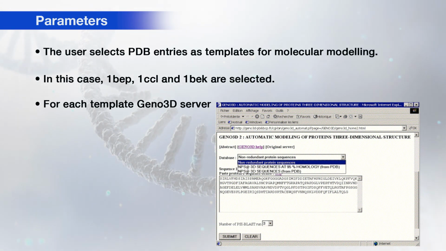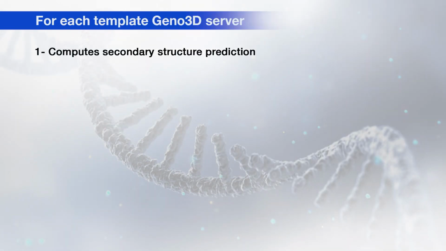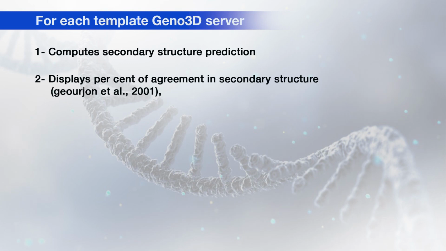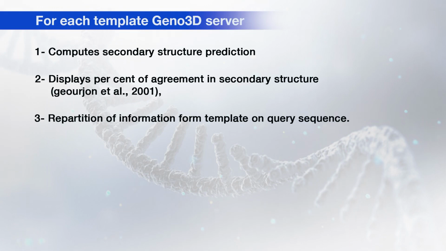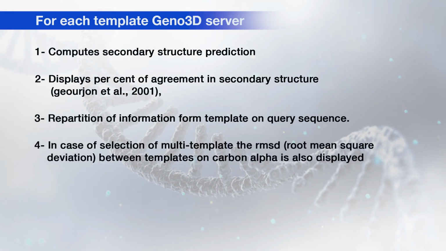For each template, what will the Geno3D server do? It will first compute secondary structure prediction. And what is secondary structure prediction? Alpha helix, beta sheets, loops and coil. It will also display the percent of agreement in secondary structure. It will also do repartitioning of information from template to query sequence. In case of selection of multiple templates, the RMSD, what is that? Root mean square deviation between the templates on carbon alpha is also displayed.